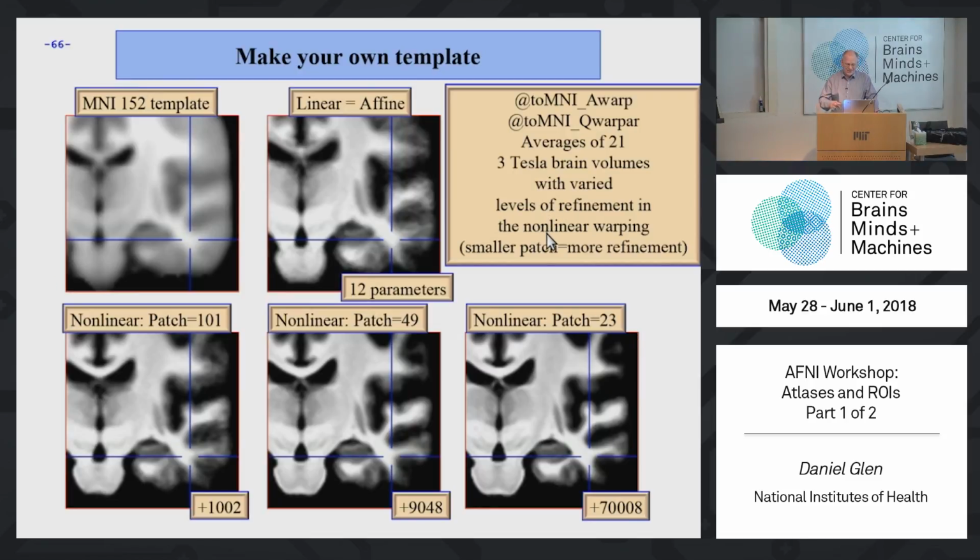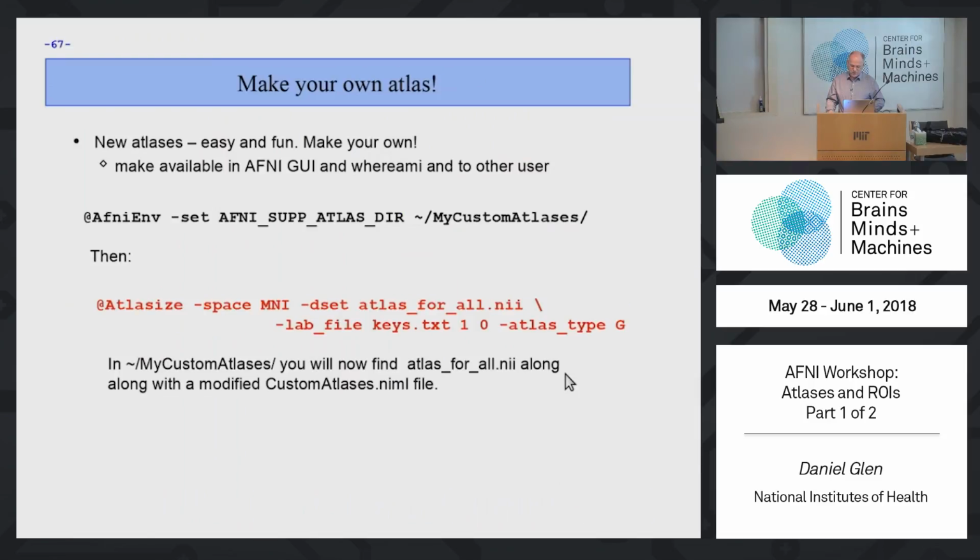So I've shown you various atlases and templates. Very often people want to make their own atlas, and this is a little description of how that works. We have these two scripts, @toMNI_Awarp and @toMNI_Qwarp, and this is showing how it goes through the process. You start with some initial template, you align to that initial template, and then take averages of your data sets and repeat the alignment again and again until you have your own new template. This is a very long process. There's a lot of nonlinear warping that goes on, but you can end up with some interesting things.